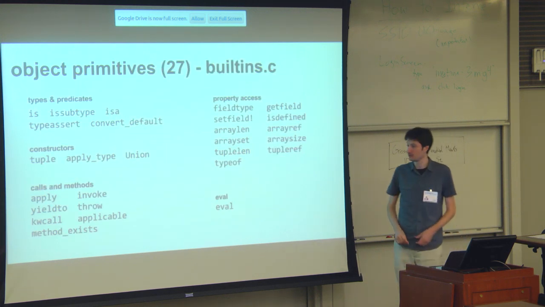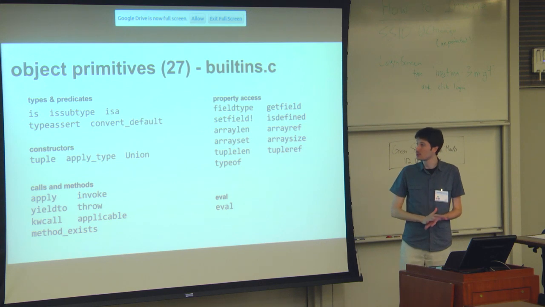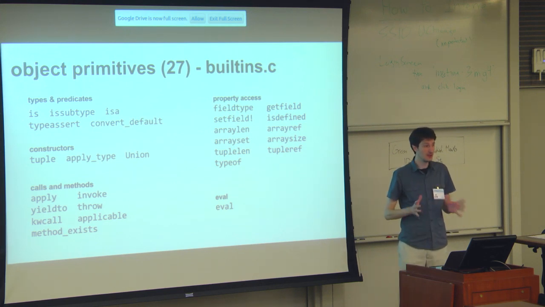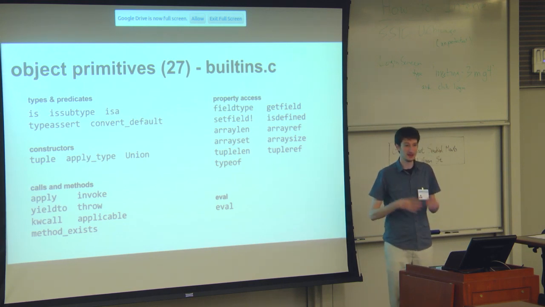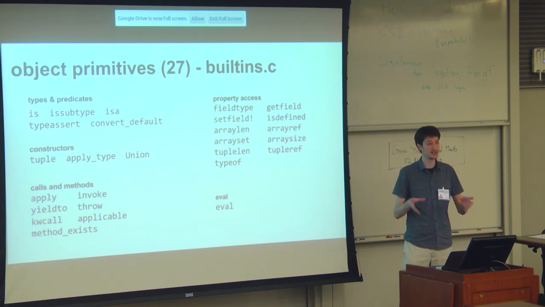All right, so these are the kind of code primitives that everything is built out of. There are two halves of them. There are these 27 so-called object primitives. These are all first-class functions. You can use these like any other Julia function, and they operate on Julia values, so they operate on the whole boxed, tag and bits thing together.